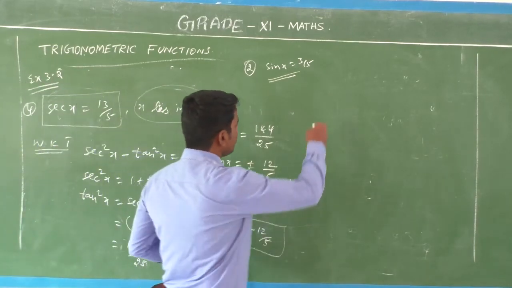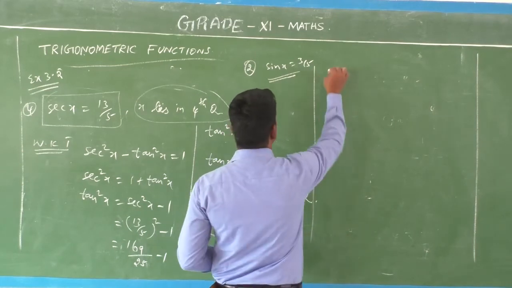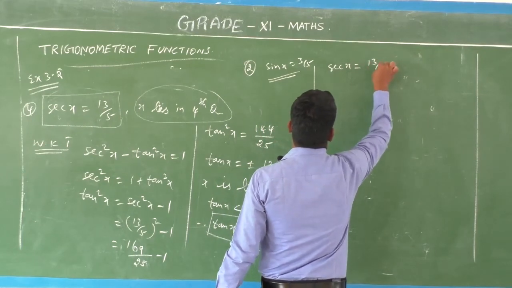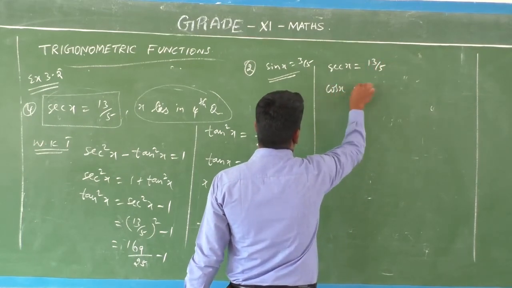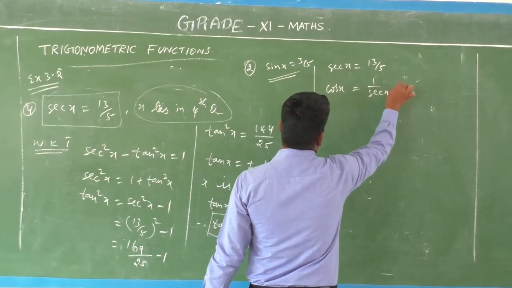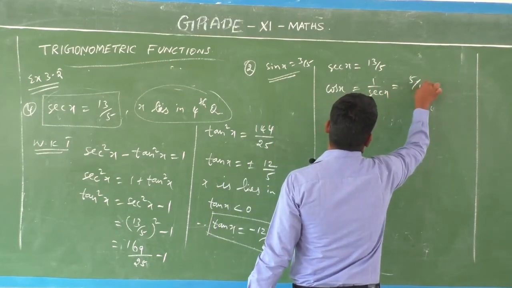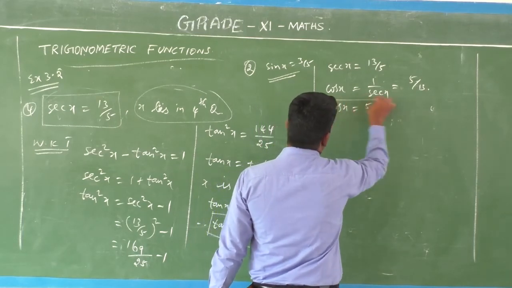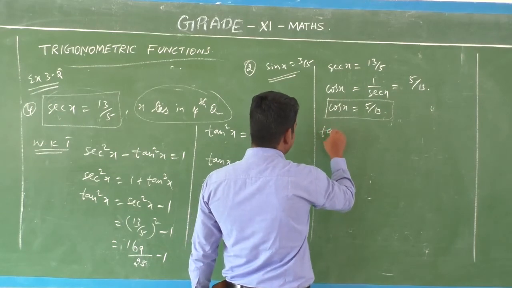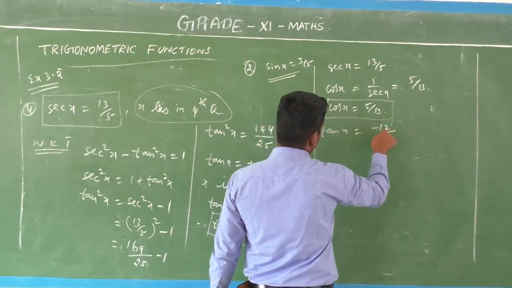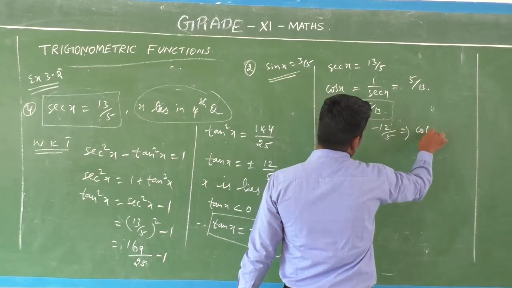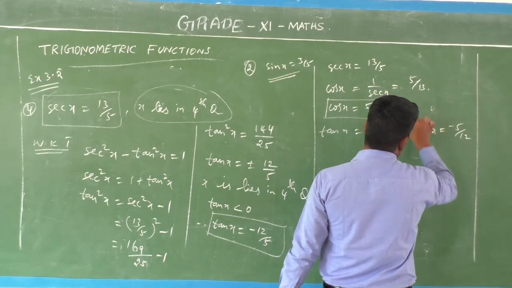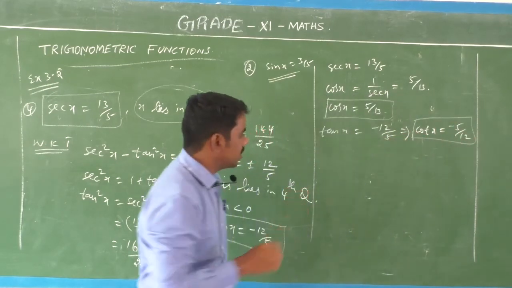Next. Given information, secant x is 13 by 5. Then cos x is equal to the reciprocal of secant x value, 5 by 13. So cos x is 5 by 13. Tan x is minus 12 by 5, which implies cot x is the reciprocal of tan x. So minus 5 by 12.